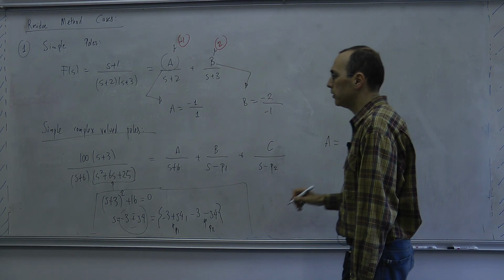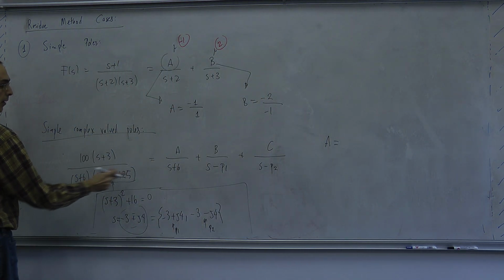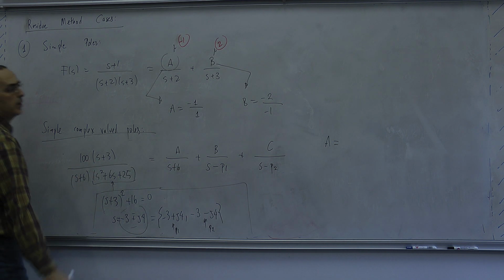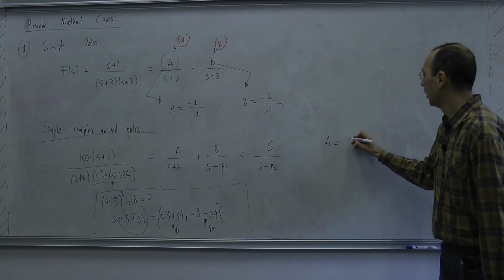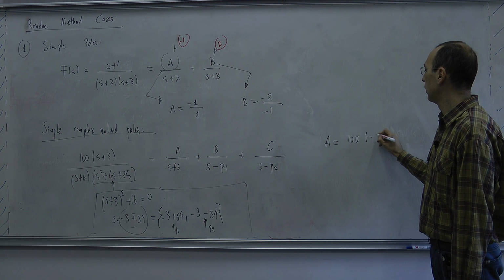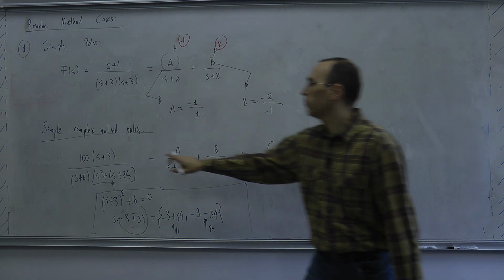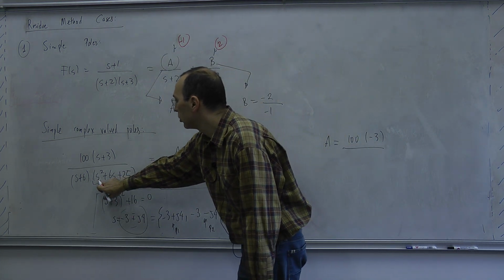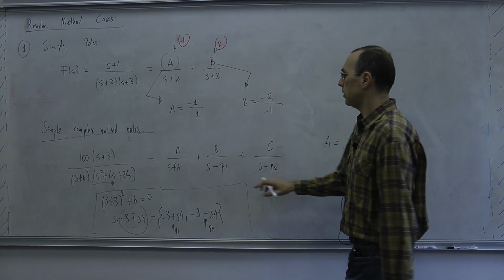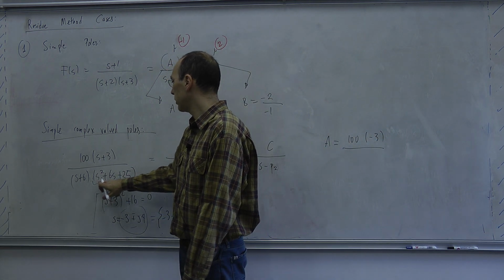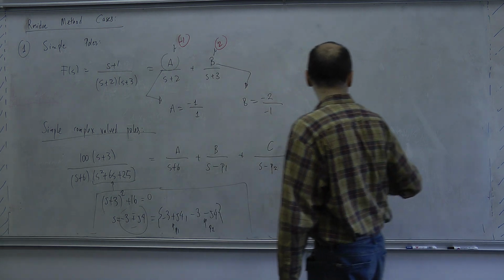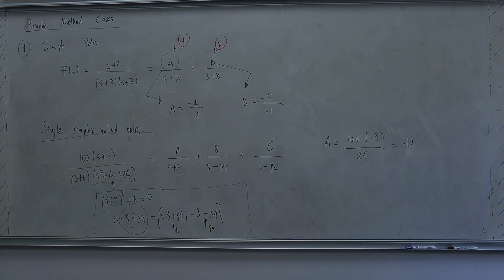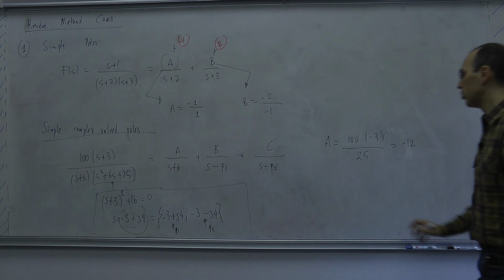Well, a is rather easy. You multiply both sides by s plus 6. You have a cancellation, and then you substitute s equal to minus 6. So I have 100 times minus 3 for this bracket. And for this one, I have, instead of s, I'm putting minus 6, isn't it? 36 minus 36 divided by 25. So this becomes a is minus 12. Okay? That is it. So how about b?